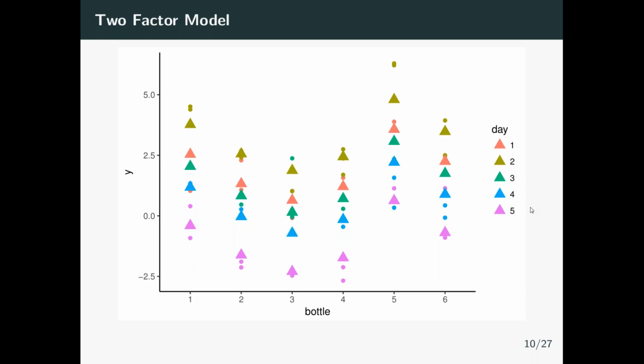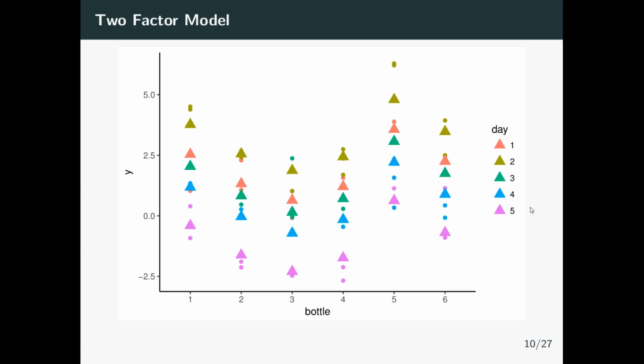A couple more things to point out. The first thing is you'll notice that the triangles are not the mean value of the 2 points associated with a combination of bottle and day. Take, for instance, bottle 1, day 2, the gold points in the upper left-hand corner of the graphic. The triangle is below the 2 values, so you can clearly see it's not the mean of those 2 values. That's not the predicted value for this 2-factor model that includes a bottle main effect and a day main effect, to introduce a little more terminology.